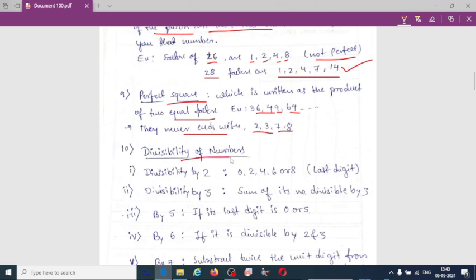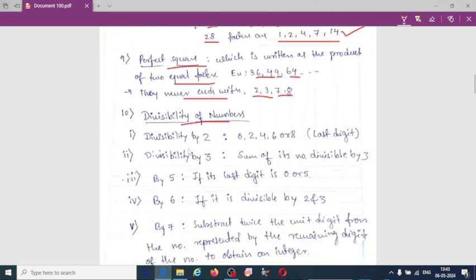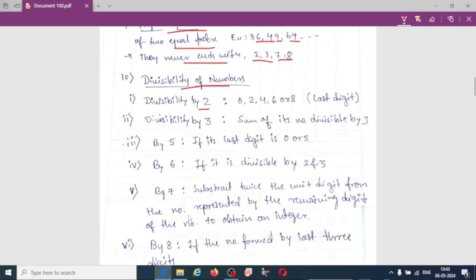Divisibility of numbers: which numbers are divisible by 2? In some questions, if a big number is given, you should know the divisibility rules for all the digits, then only can you easily solve it. Divisible by 2: if the last digit of the number is 0, 2, 4, 6, 8, then it is divisible by 2.